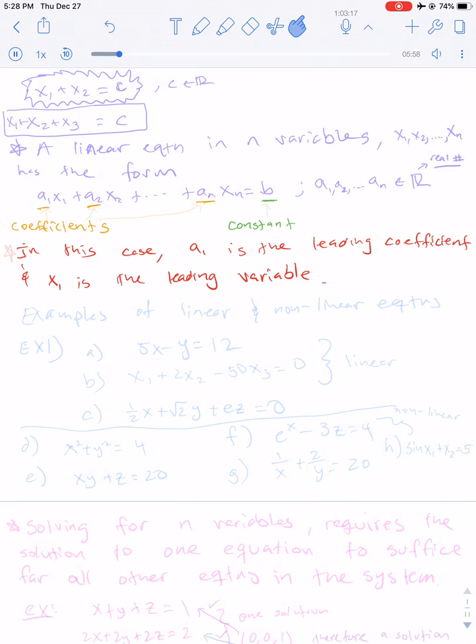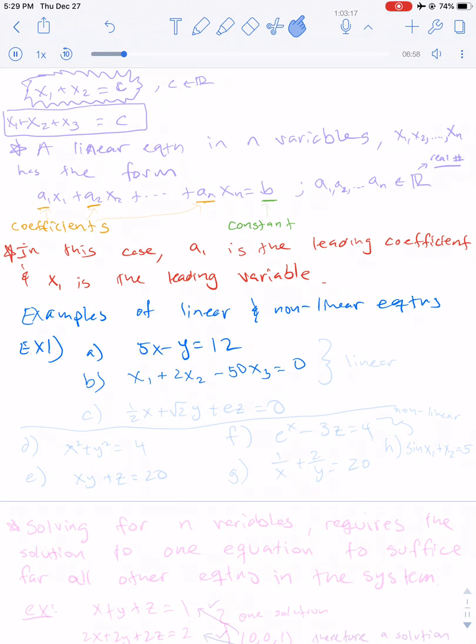Well, let's see some examples, of both linear and nonlinear equations. Linear equations, example 1, part A: we have, say, 5x minus y equals 12. That is one example of a linear equation. Again, it's two variables, and they're not raised to any power. Another one we have is x sub 1 plus 2x sub 2 minus 50x sub 3 equals 0. That's a linear equation in three variables.